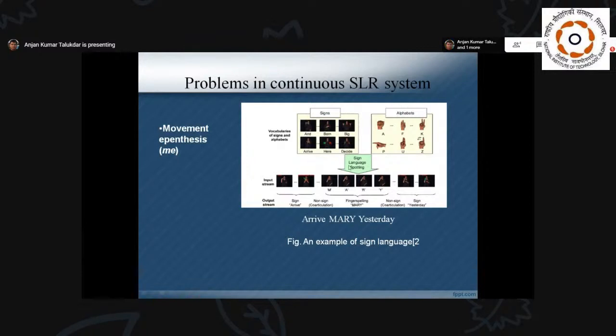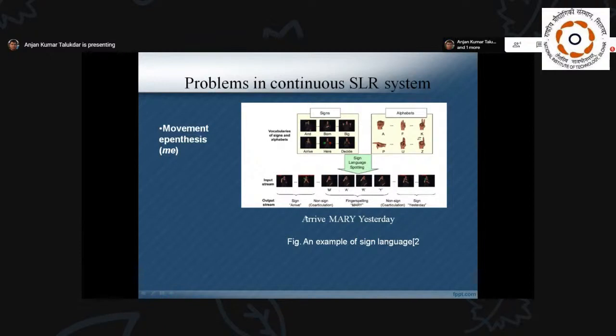Now a complete sign language sentence may contain a mixing of both. For example, if I write one sentence like "arrive Mary yesterday," for arrive and yesterday there are defined signs. But for Mary, we have to spell each letter one by one, M-A-R-Y, because this is a proper noun and there is no particular dictionary entry for it.